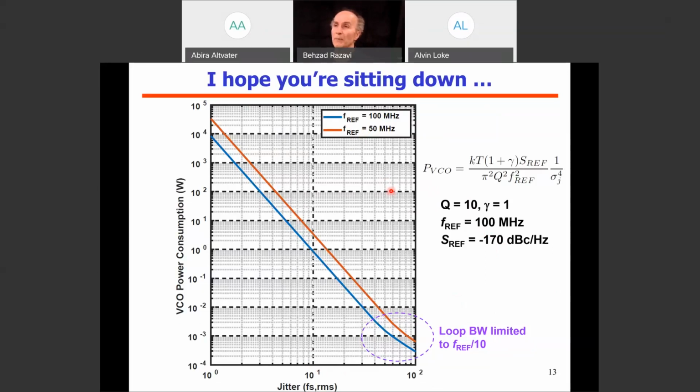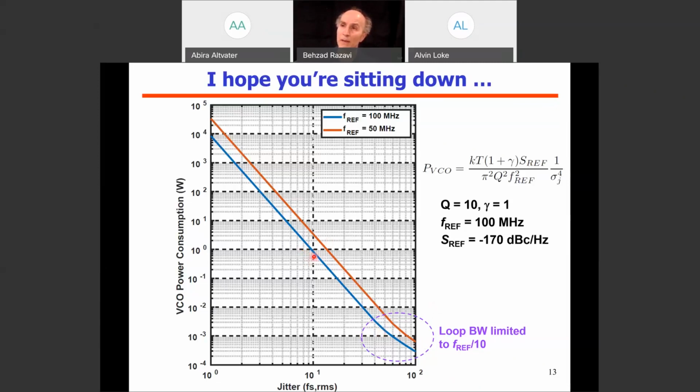Okay, well, I should explain a little bit about the trends down here at higher jitter values, let's say somewhere near 100 femtoseconds. Around here, the optimum bandwidth that we obtained before actually exceeds 1/10 of the reference frequency. So I have deliberately limited the loop bandwidth to 1/10 of the reference frequency around here. And that's why you see a little kink in these plots. But let's go back to the familiar territory of 10 femtoseconds.